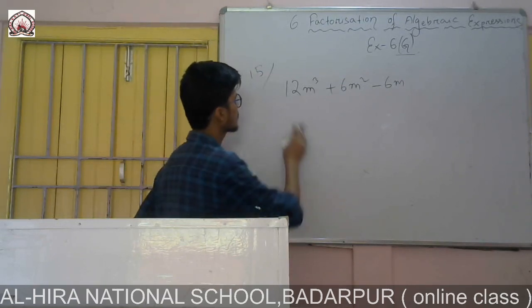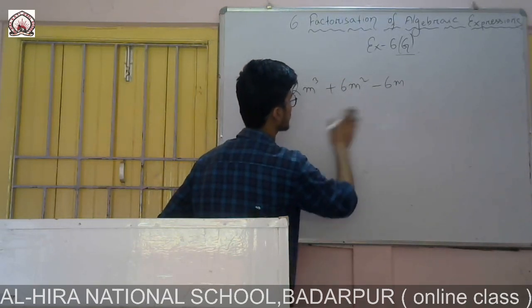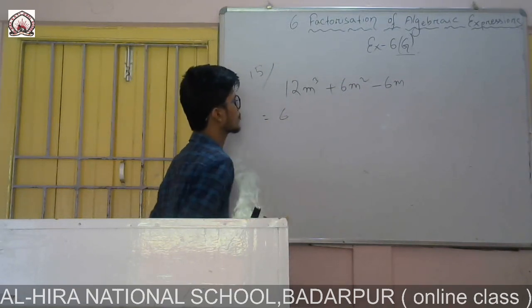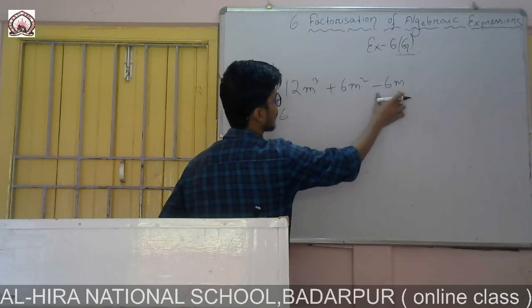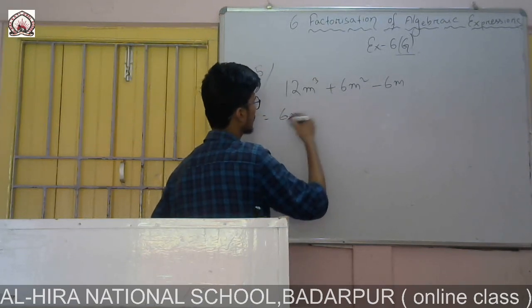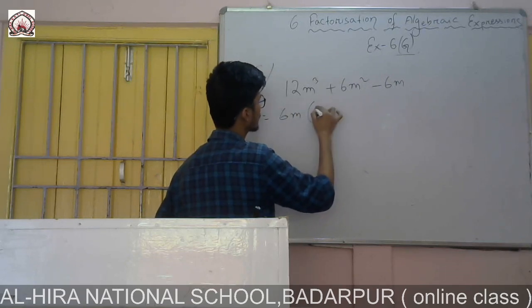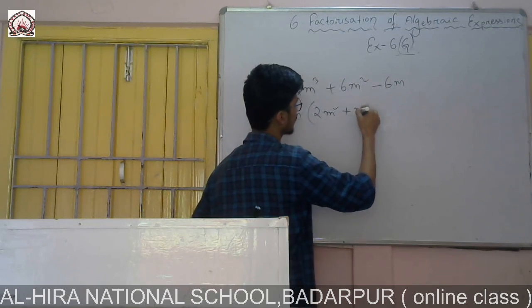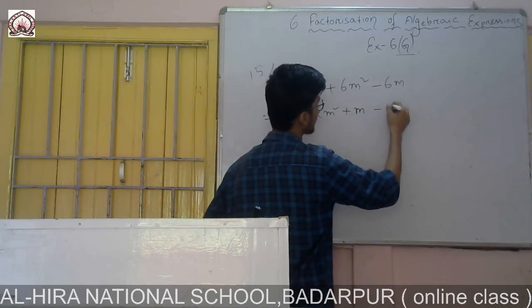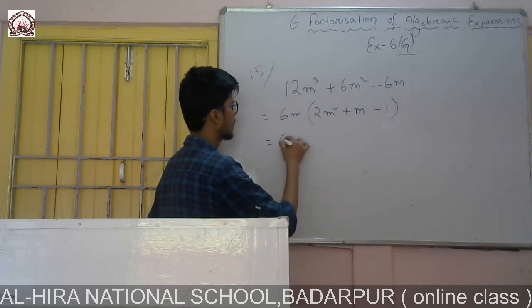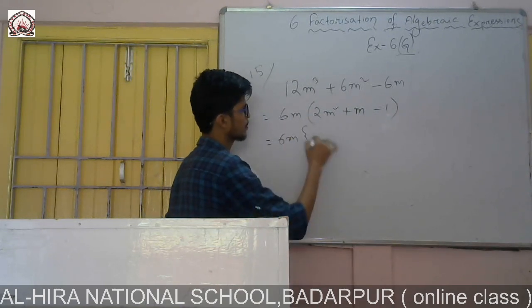So you see here every time, these are multiples of 6. 6 1s are 6, 6 2s are 12. So I can take 6 common, and there are m cube, m square, m. I can take m also. So after writing 6m common, there are left 6 2s are 12 and m square, then left 6 1s are 6, only m, and at last it is minus 1. Okay, now I will solve this one.